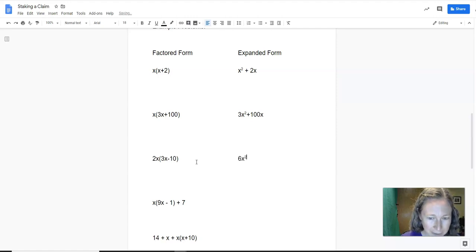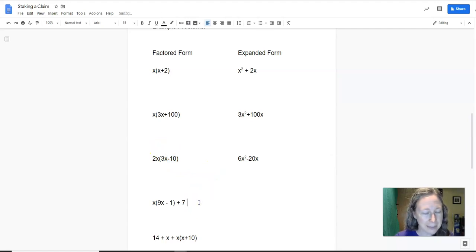6x squared minus 10 times 2x is 20x. So remember that that sign in front of this number here travels with it. This is basically the same thing as doing plus negative 10. So this is effectively a negative 10 times 2x.